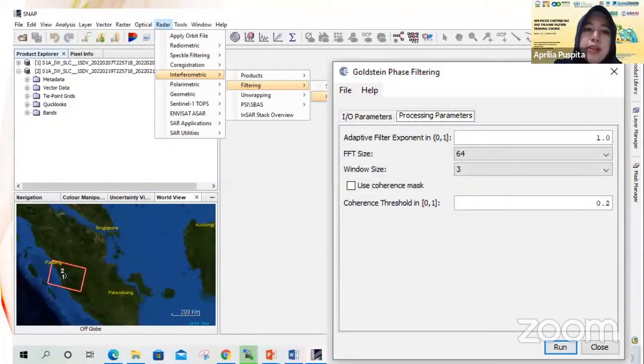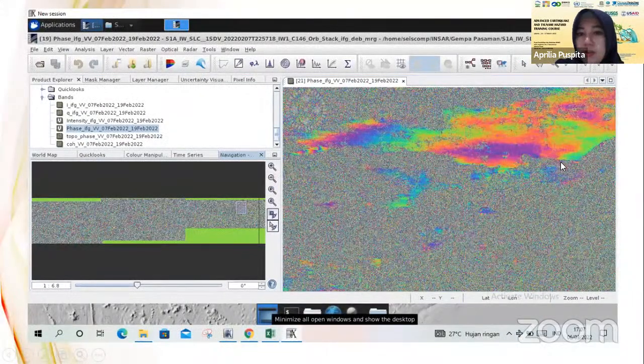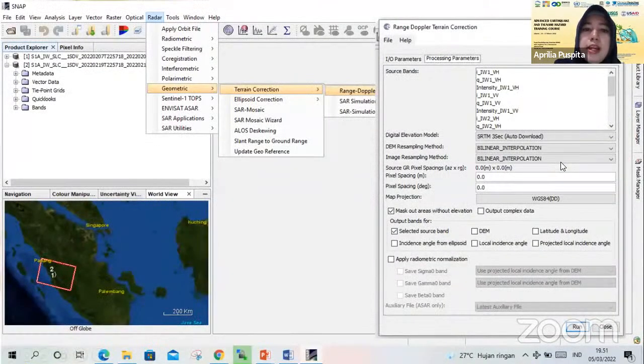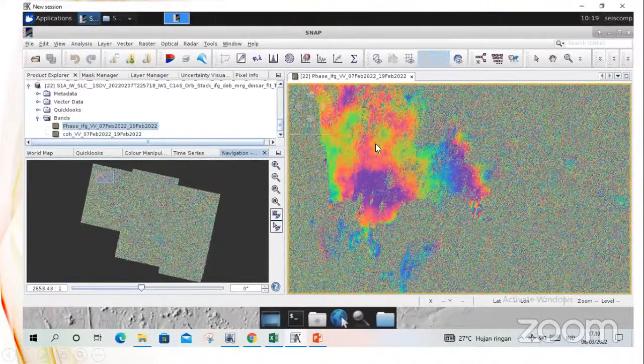The next step is filtering with the Goldstein filter. Maybe you can use the default parameters, and this is the output of the Goldstein filtering. We can see the interferogram is clearer here. And the last one is terrain correction with geometric terrain correction, and you can choose the source band that you want, and run. This is the output. I think the output of the terrain correction and the result of the Goldstein filtering are not really different.